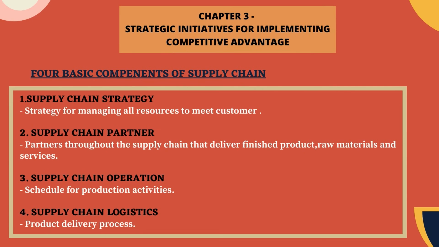So we move to the next chapter, which is chapter 3, Strategy Initiative for Implementing Competitive Advantage. As we can see, there are 4 basic components of supply chain. The first one is supply chain strategy. The second one is supply chain partner. The third one is supply chain operation. And the last one is supply chain logistics.